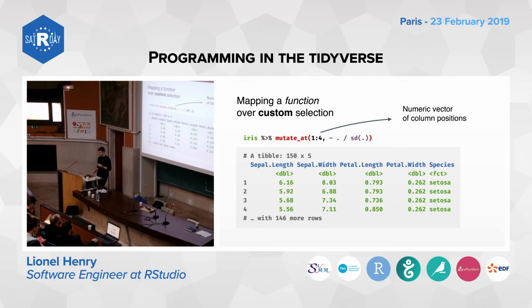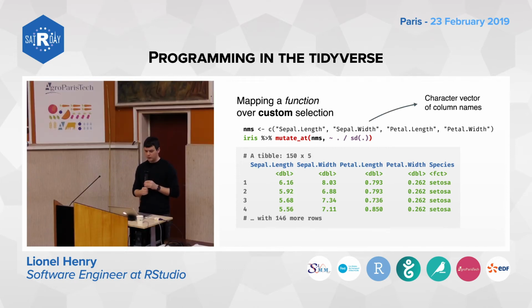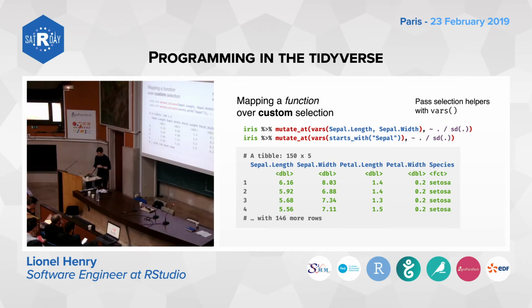And then you can use the at variant to map a function over a custom selection. Here we are mapping the rescaling function on the first 4 columns. You can also pass character vectors of column names, which is very useful. And so this pattern subsumes the for loop that we have tried to create before. And if you use the function vars, you can pass blueprints as well. And these blueprints will be interpreted as if they are selections from the select function. So we can mutate all the columns that start with Petal, for example.